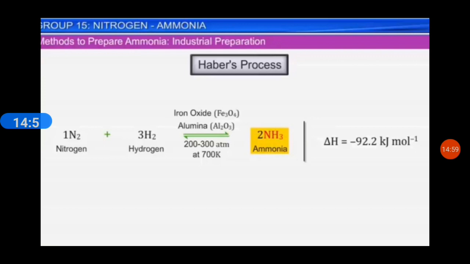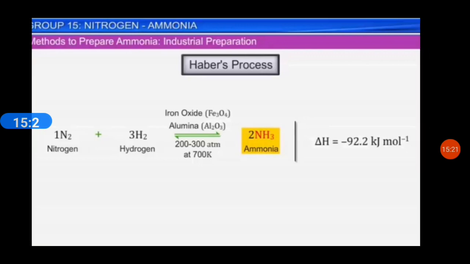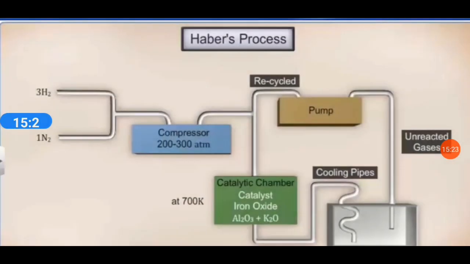Then an important compound of nitrogen, that is ammonia. It is commercially formed by Haber's process, which uses iron oxide as catalyst with alumina and pressure of 200 to 300 atmosphere at 700 Kelvin to increase the rate of reaction, though the reaction is exothermic. Here's the flow chart for formation of ammonia through Haber's process.